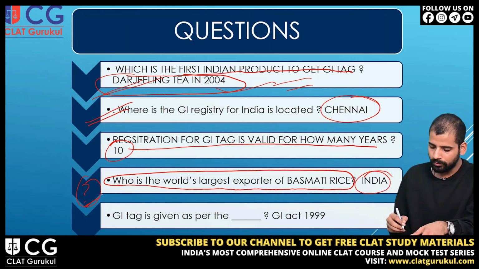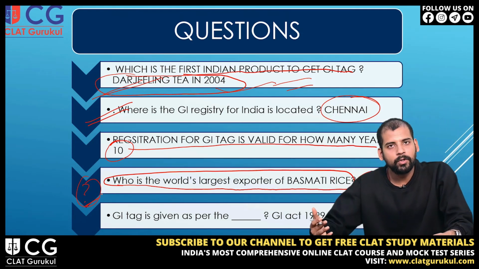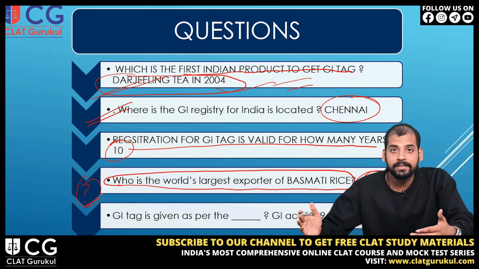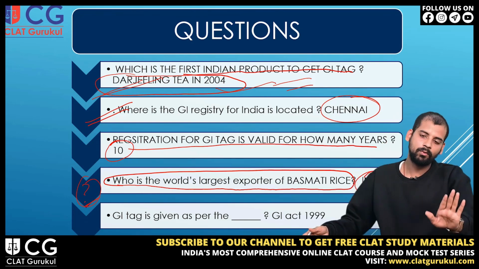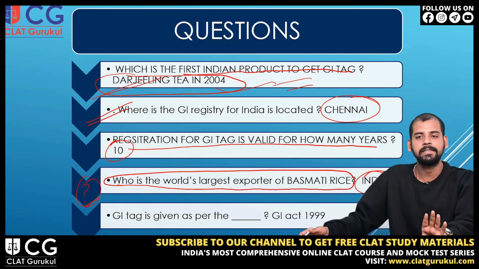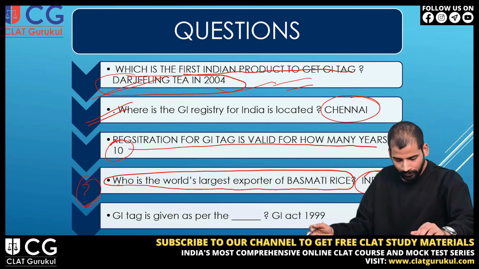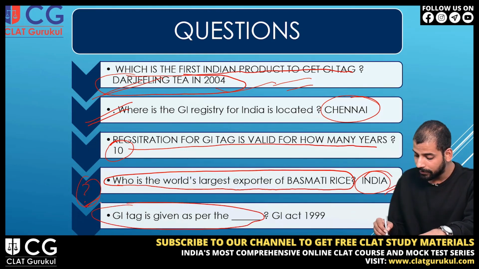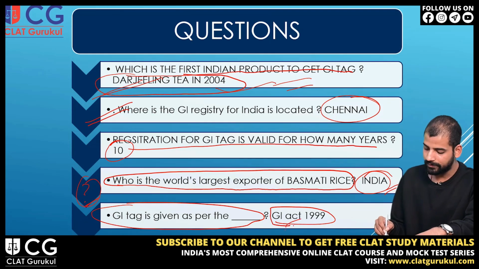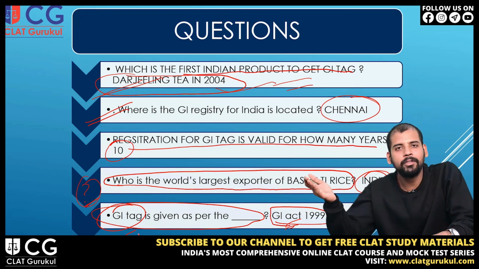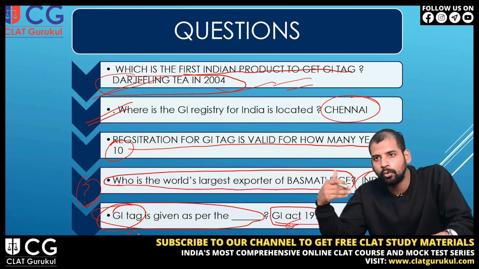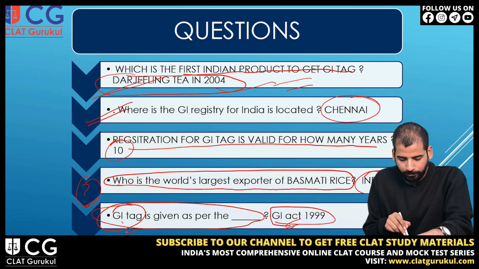So it's better to attempt some questions with regard to this, like a quiz. So this is how it is important. Now what you have to remember is just that the world's largest exporter of basmati rice is India. Now GI tag is given as per the GI Act, right? So this is the law which protects GI tag. If a third party uses this tag for their own benefit, then they'll get a penalty under this act.